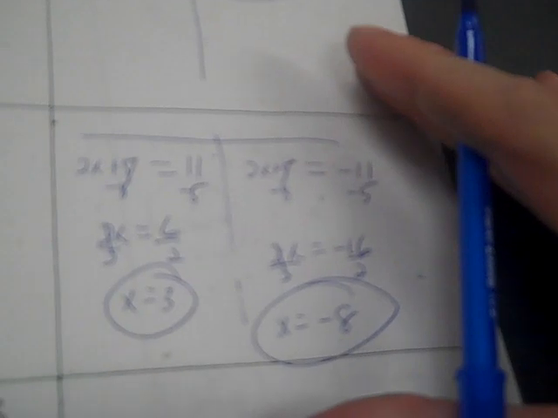Okay, negative 11 minus 5, that's going to be negative 16. 2 times x equals negative 16, so x needs to be negative 8. Now on that one, if you get a decimal, I'm fine with that, but if it's never ending, then you need to do your ABC.